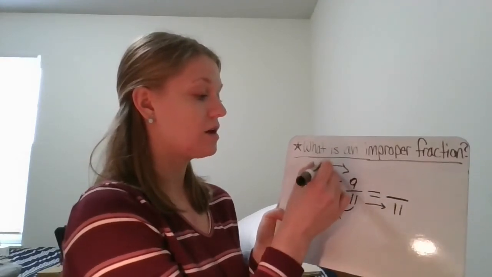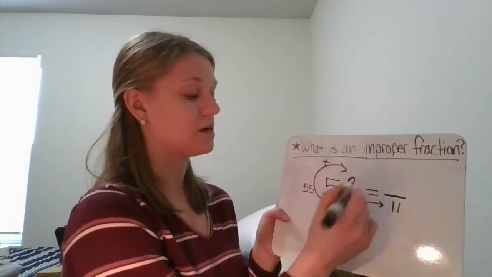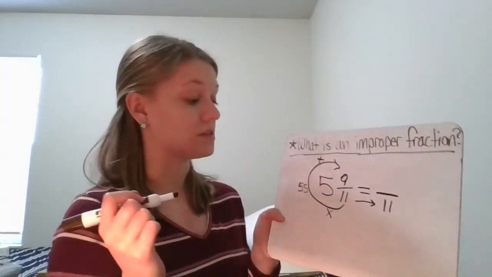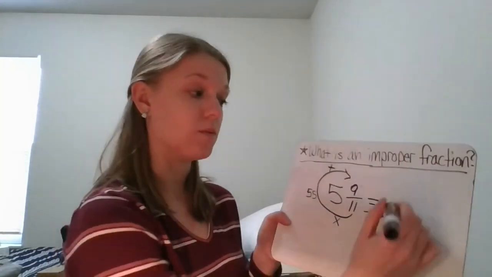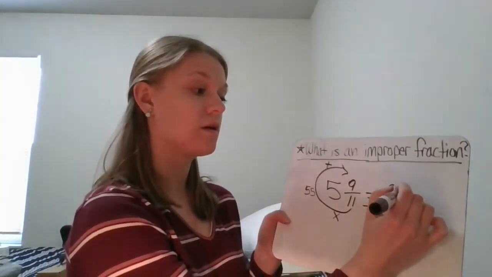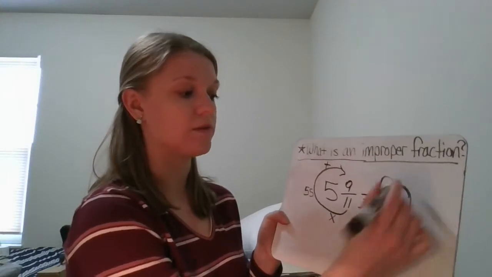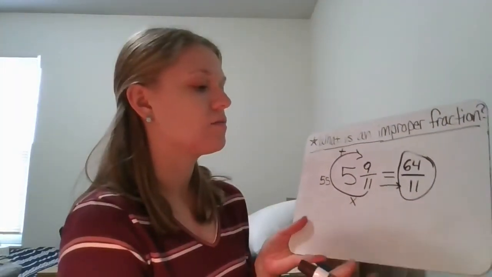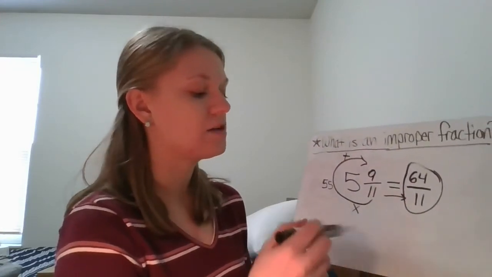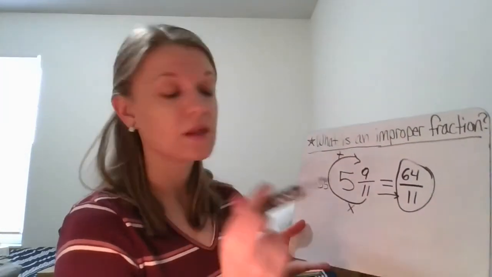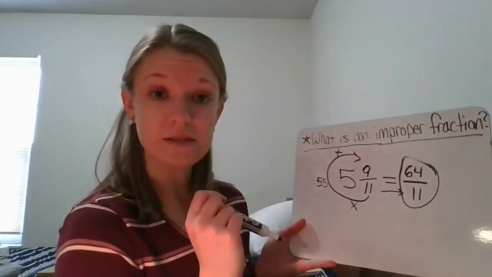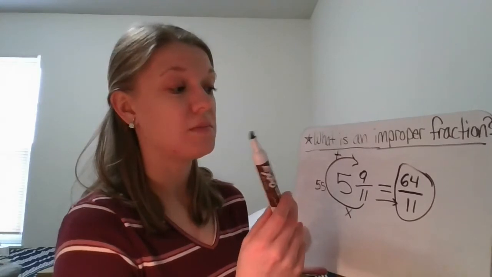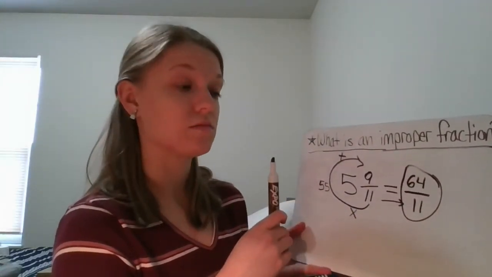And then come up here and add 55 plus 9. What's 55 plus 9? 55 plus 10 would be 65. So take one away and it would be 64. Oh my goodness, that's a big improper fraction. So what this is saying is that we're going to have a bunch of pies, and they're all cut into 11 pieces. And 64 pieces are being used.